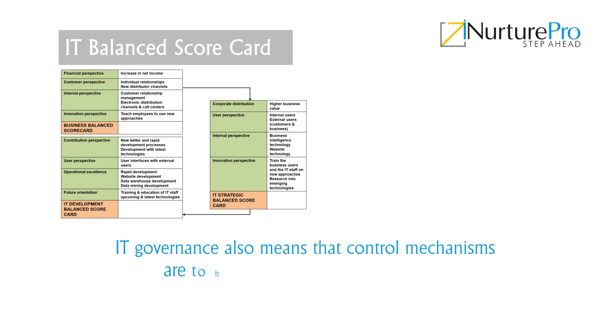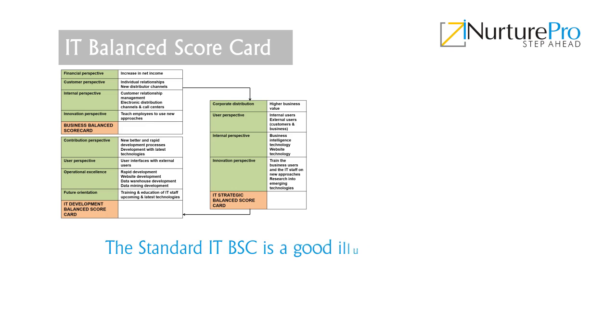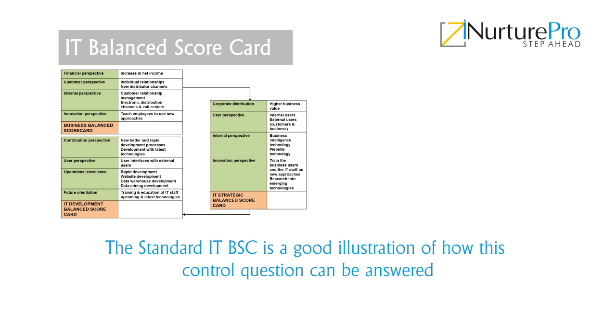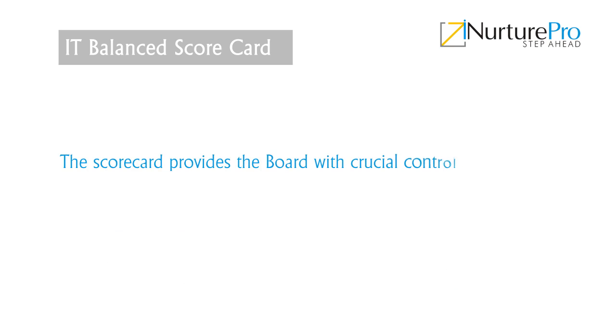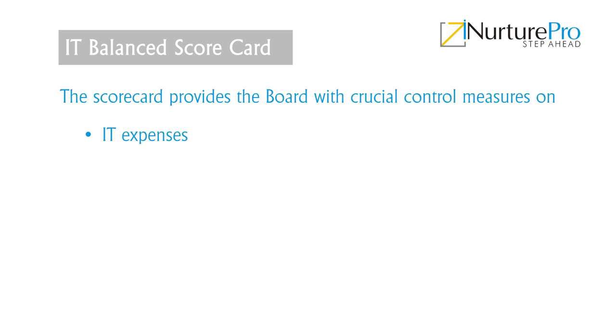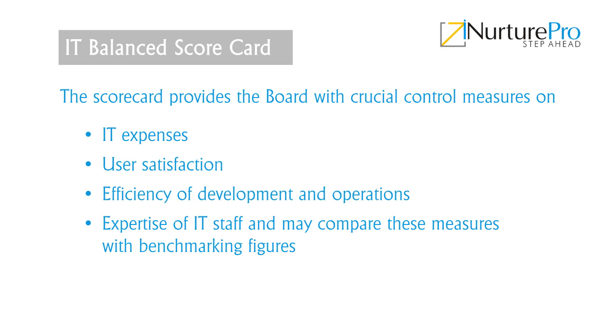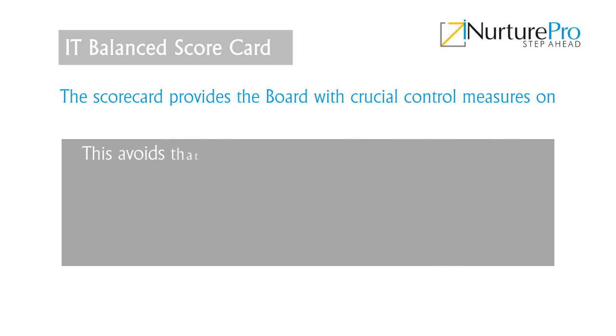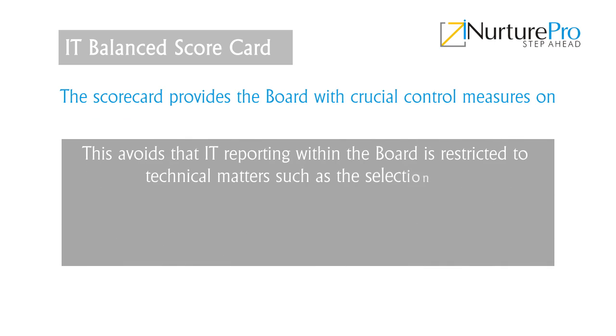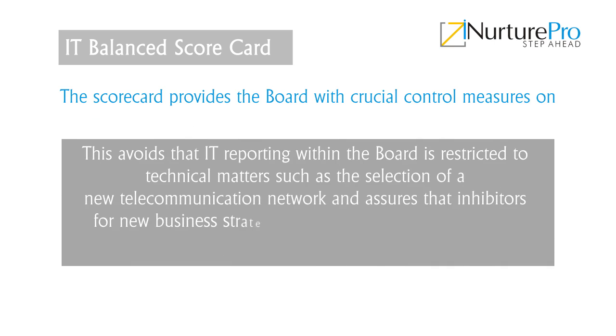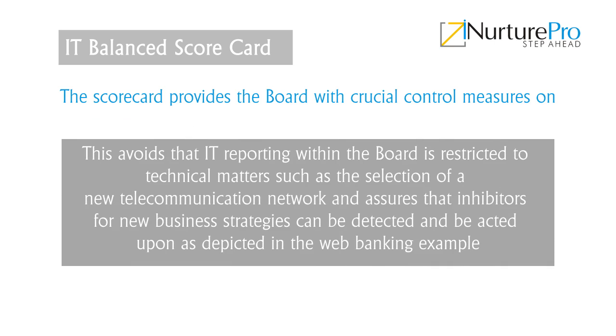IT governance also means that the control mechanisms are to be provided to top management. The standard IT BSC is a good illustration of how this control can be answered. The scorecard provides the board with crucial measures on IT expenses, user satisfaction, efficiency of development and operations, expertise of IT staff, and may compare these measures with benchmarking figures. This avoids that IT reporting with the board is restricted to technical matters such as selection of a new telecommunication network, and assures that inhibitors for new business strategies can be detected and be acted upon, as depicted in the web banking example.